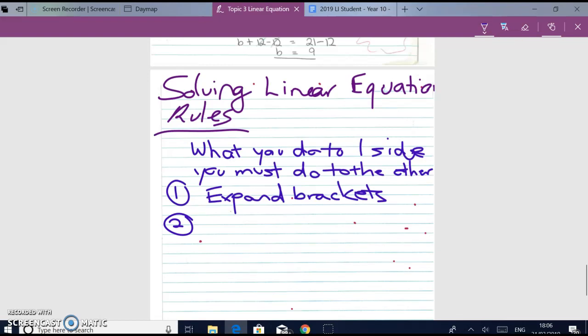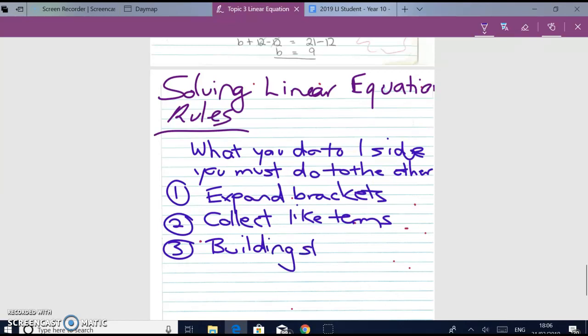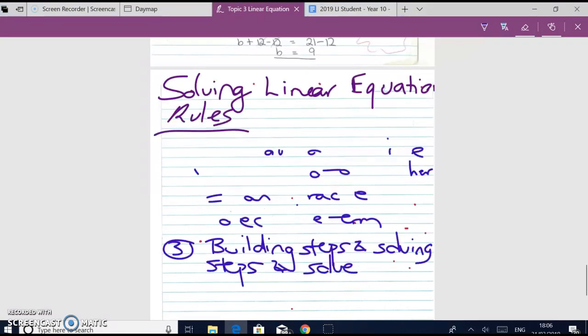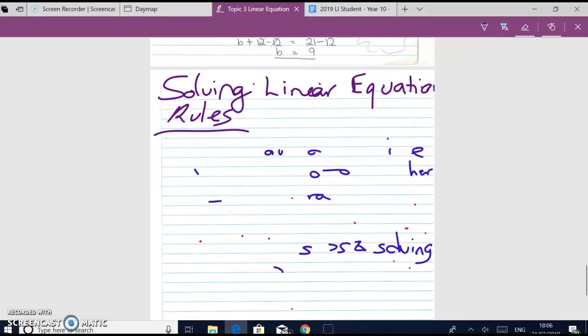So the first thing you do is you expand brackets. Then you collect like terms. Again, I'll explain that. And thirdly, write out your building steps and solving steps. And then solve. So just copy that into your glossary and then we're going to go through an example. You would have had to pause the video to do that. Alright, now we're going to go through an example.